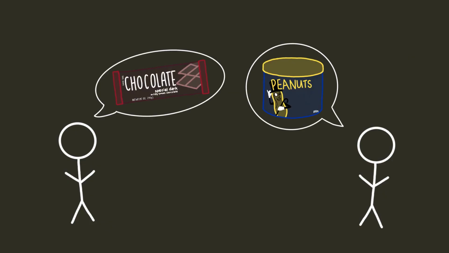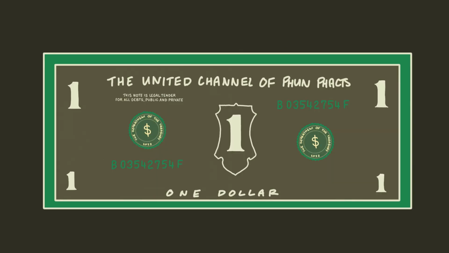This condition is something economists call a double coincidence of wants, and it's essential for bartering. Think about it this way: if I have chocolate and you have peanuts, but I have a nut allergy, there's no amount of peanuts you could give me to get my chocolate. To avoid this issue, we've been quite clever and developed something called money.